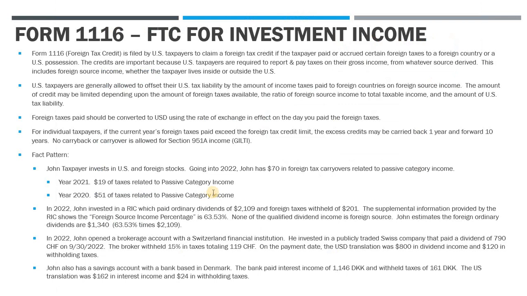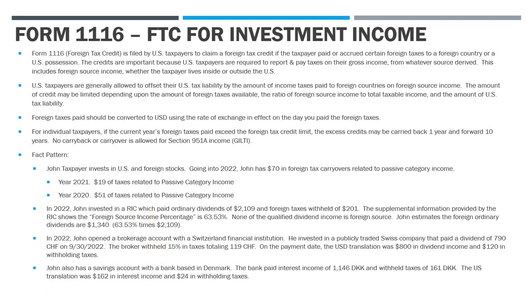So brokers and RICs provide supplemental information that lets you know, okay, well, of the total, this is precisely the amount that is foreign, or we'll give you a foreign source income percentage. And so in this case, they gave us a foreign source income percentage that said, okay, of the total here, 63.53% is foreign. So if John does a little bit of math here, 63.53% times $2,109 means it's $1,340 of foreign source dividend income from this RIC.